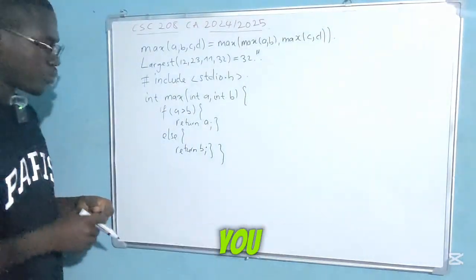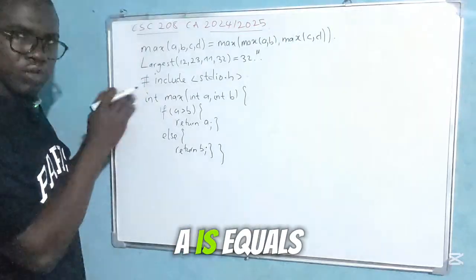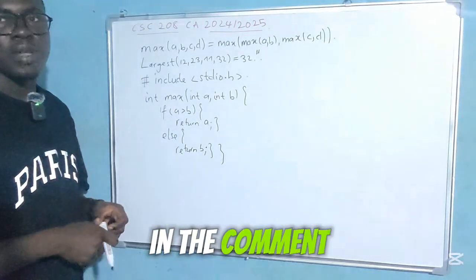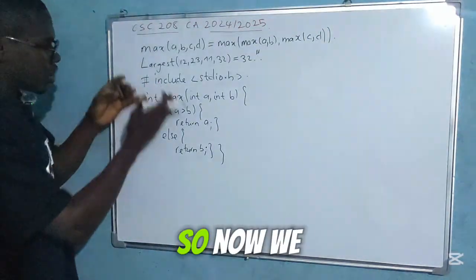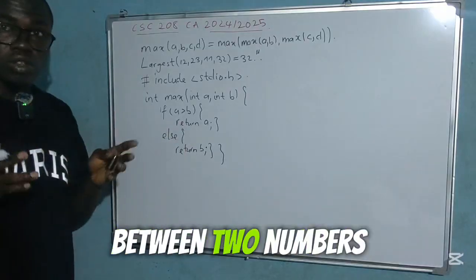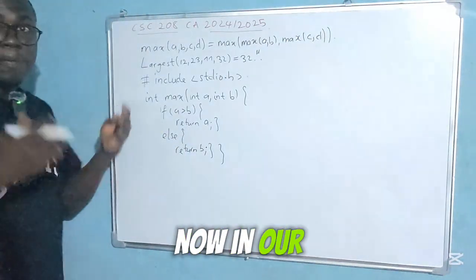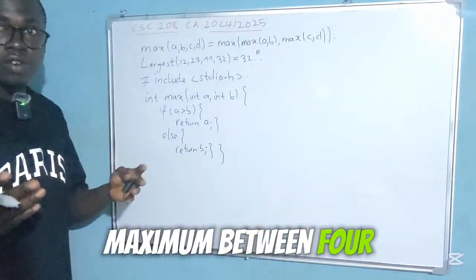And I have a small question for you. What happens if A is equal to B? Drop your answer in the comment section. So now we know how to find the maximum between 2 numbers. We are going to use this now in our main function to find the maximum between 4 numbers.